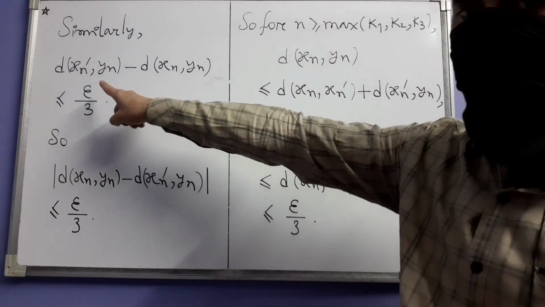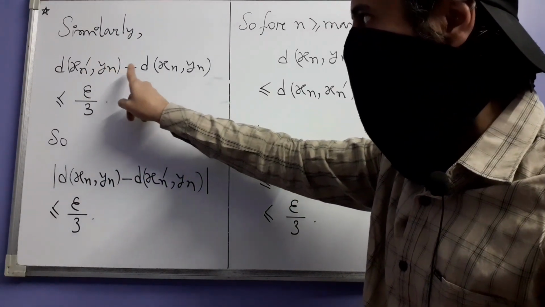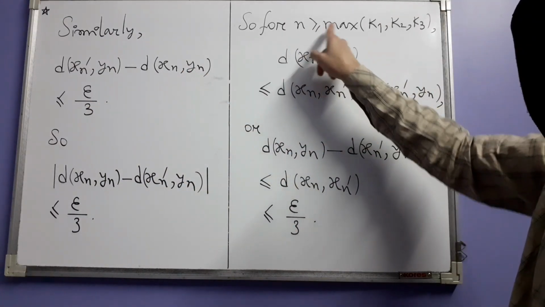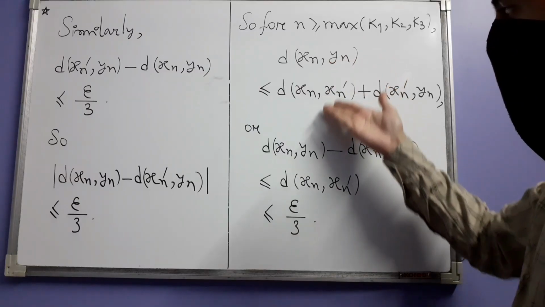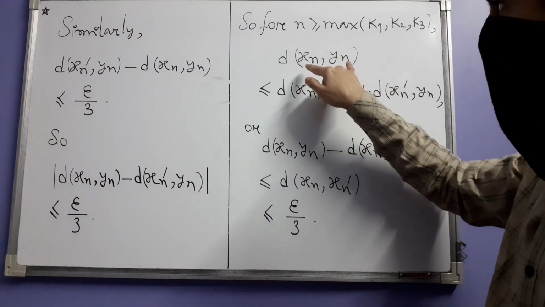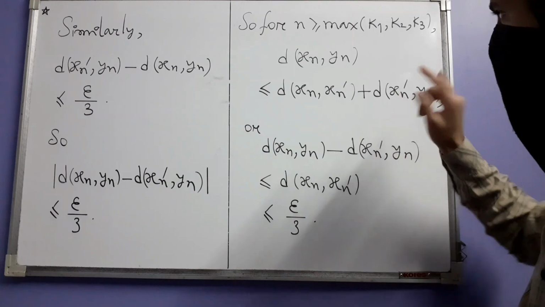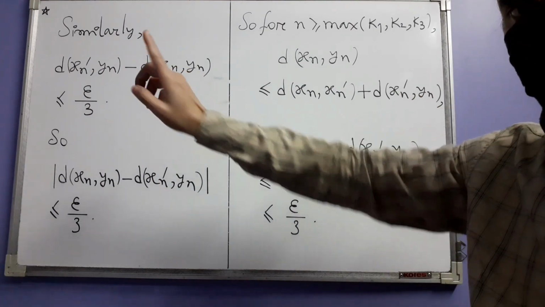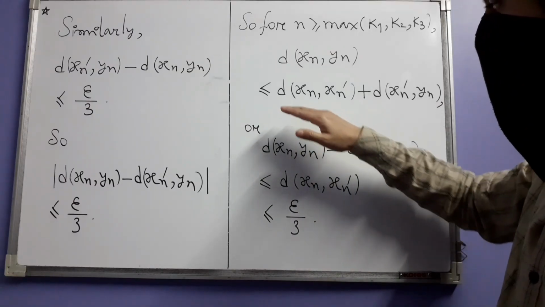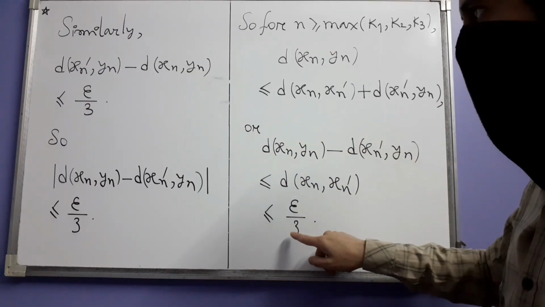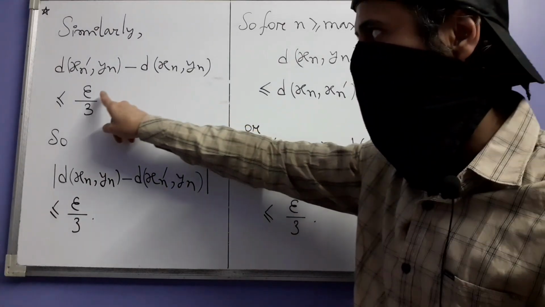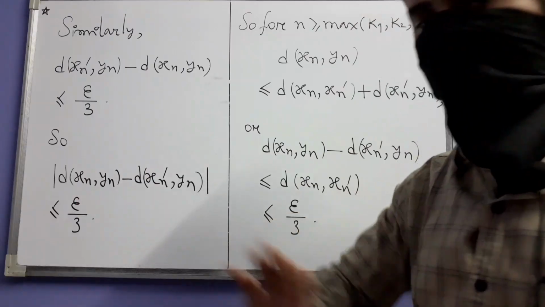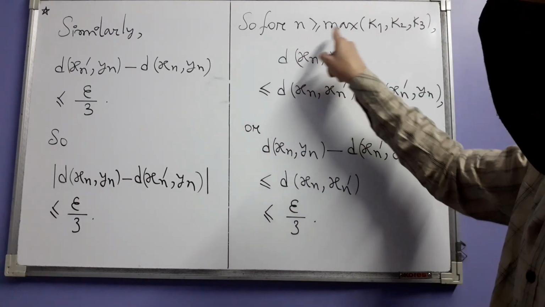Similarly, we also have d of xn prime comma yn minus d of xn comma yn is less than or equal to epsilon over 3 for this type of n. So whatever you did here, instead of starting with this one, you start with this one. You already know now because we did something similar just now. So that is why this difference is less than or equal to epsilon over 3 and its negative is also less than or equal to epsilon over 3. So its absolute value is at most epsilon over 3 where n satisfies this inequality.